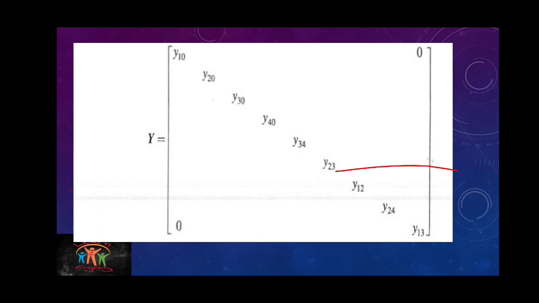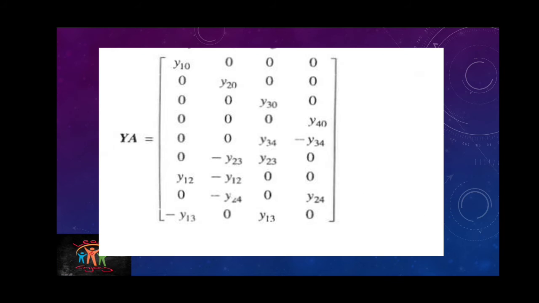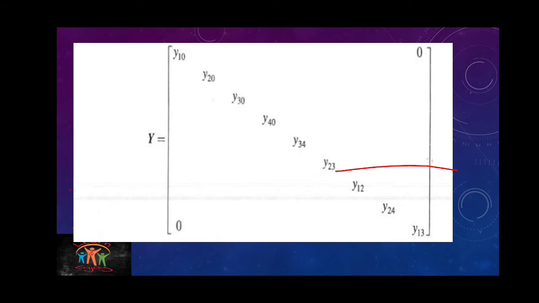Now y34, so y34 into 1 is y34, and y34 into -1, so minus y34. You can get all these terms by multiplication of y and the A matrix. Okay, so now we want to get the matrix Y bus. What is Y bus?